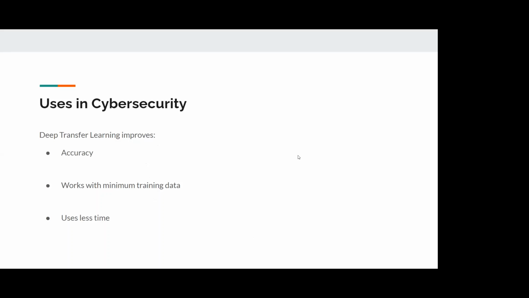So in cybersecurity, deep transfer learning is useful as it takes less time to train and it improves the accuracy of output. It works well when there's less training data available.